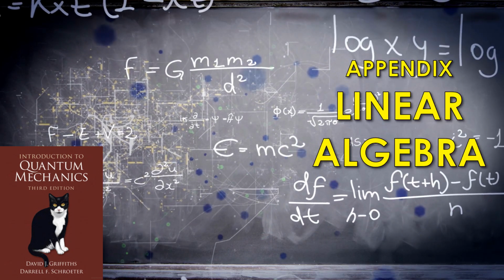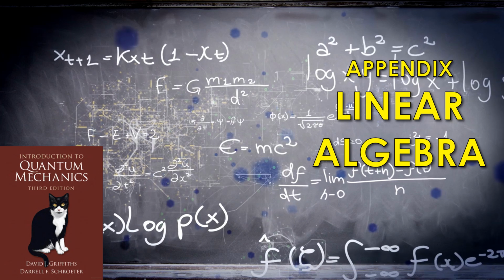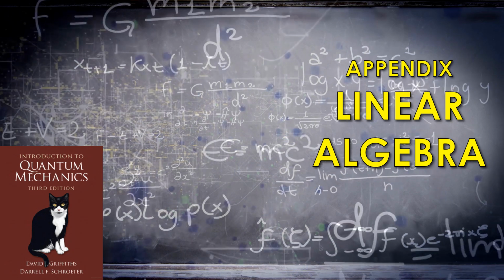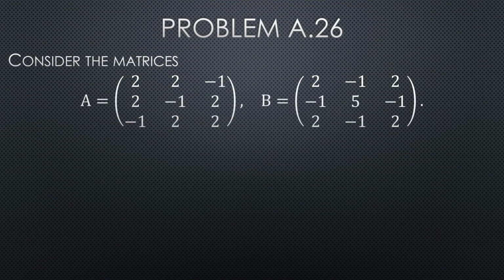The art of matrix diplomacy, negotiating eigenspaces with free parameters for perfect simultaneous diagonalization. And our problem today, which is really just an extension of the problem we did last time, A25, is A26, where we're told to consider the matrices A defined here and B defined here.